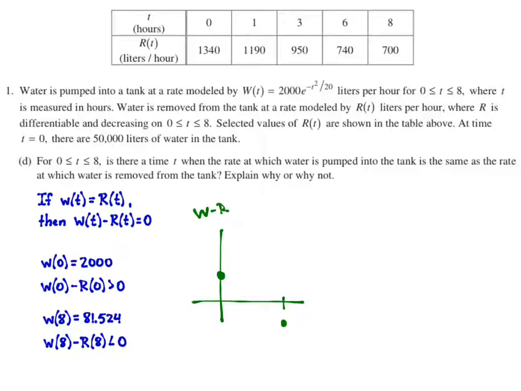If these two functions are continuous, and we know that they are, we know that they're continuous based on the form of w, it's exponential, so that's a continuous function. And then it says that r is differentiable, which implies that r is continuous, so therefore w minus r is going to be continuous also. So this function is a continuous function.